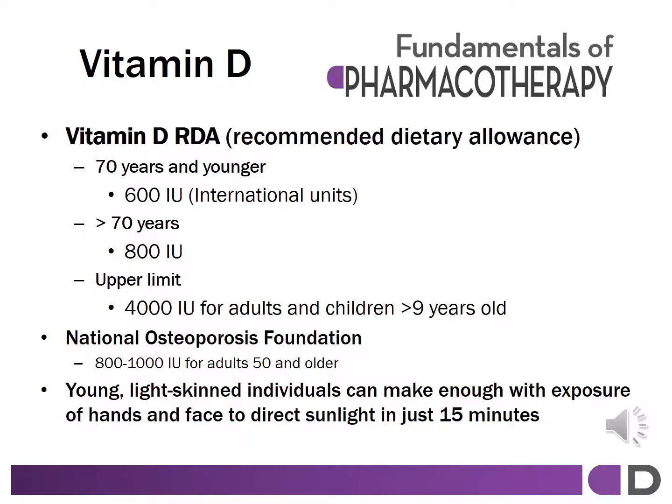Vitamin D is very important for bones, but it is also important for immune functions and other functions. There's a recommended dietary allowance for vitamin D just like there was for calcium. This is determined by the Institute of Medicine. Vitamin D is measured in international units rather than milligrams like calcium was. You can see that for individuals less than 70 years old, the RDA is 600 international units, and that over 70 years old, this goes up to 800 international units.